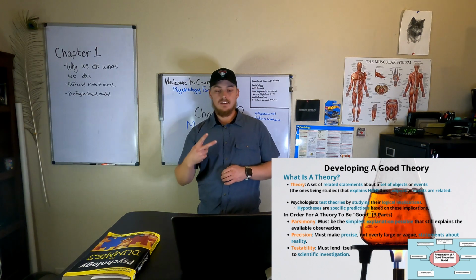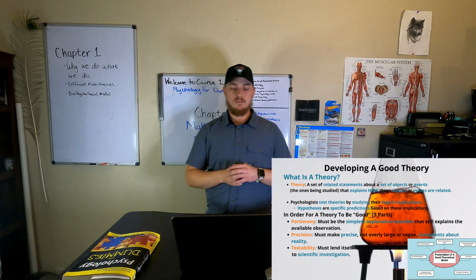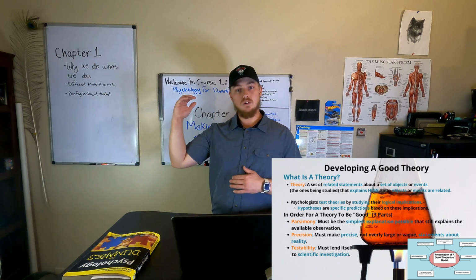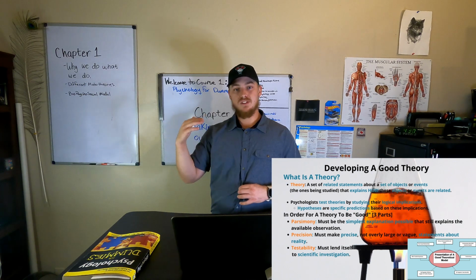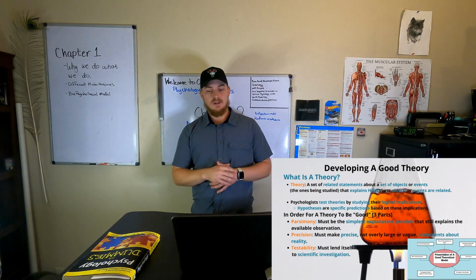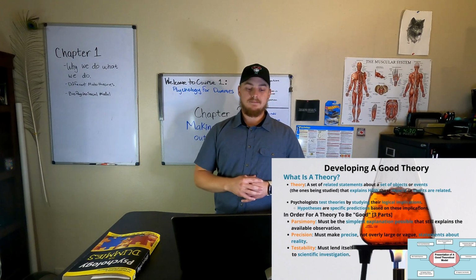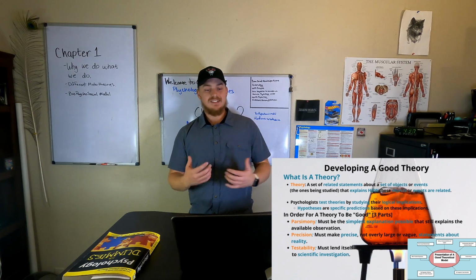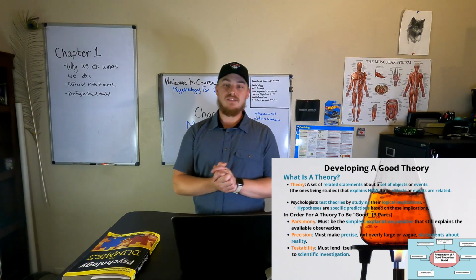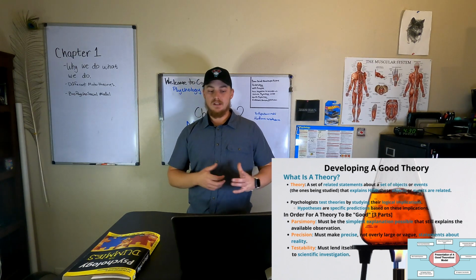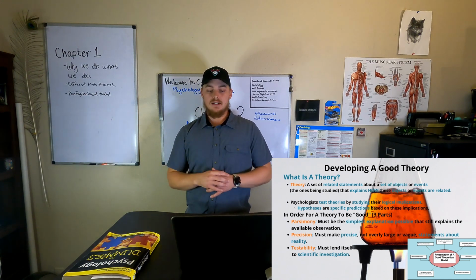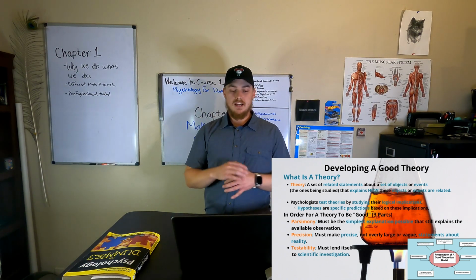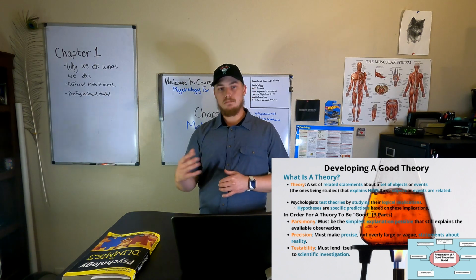The second part of a good theory is precision. We must be precise, not overly broad or vague in specific statements; the statements must be about reality. And then lastly, testability, which means it must lend itself to scientific investigation. Scientists use that specific process to test theories, in order to have scientific investigation take place for a theory to be actually valid.